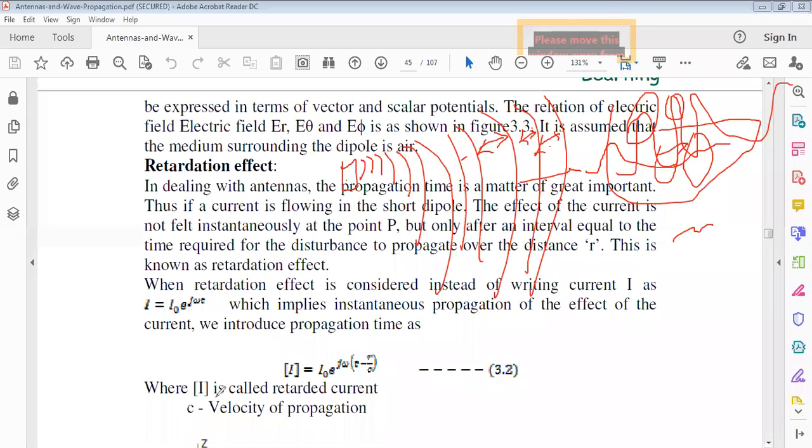Here, in dealing with antennas, the propagation time is a matter of great importance. Thus, if a current is flowing through a short dipole, let us assume, as I told you here, the effect of the current is not felt instantaneously at a point P, but only after an interval equal to the time required for the disturbance to propagate over the distance r.